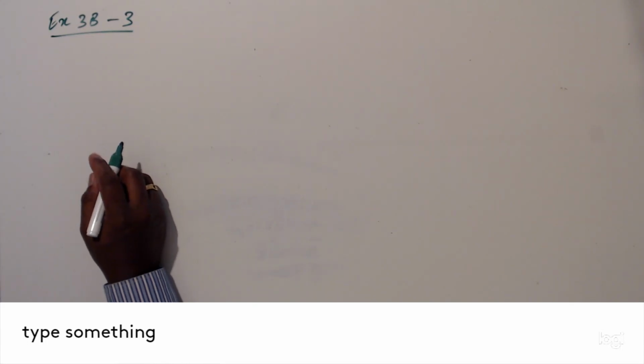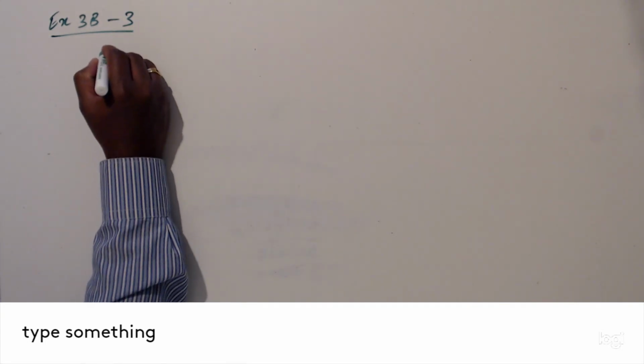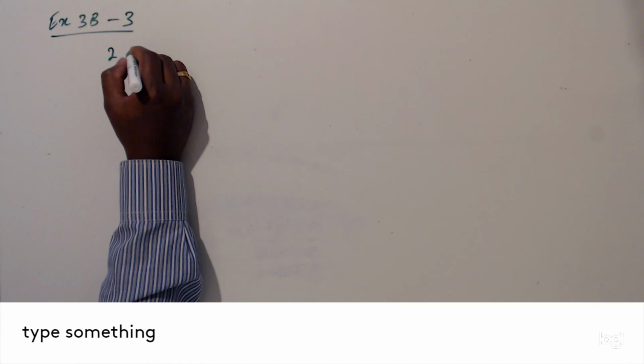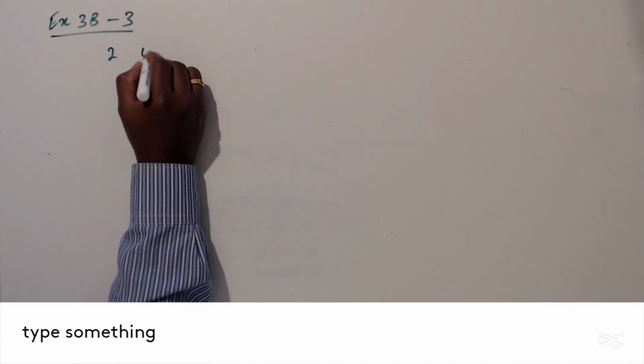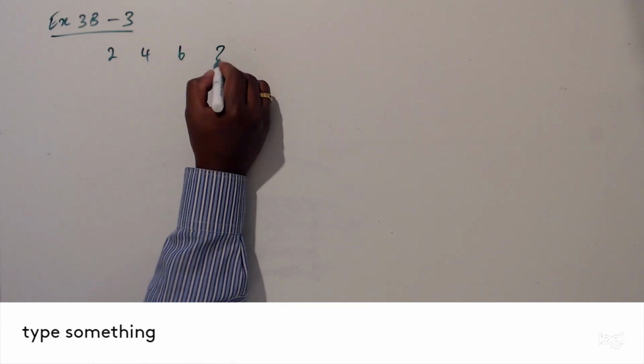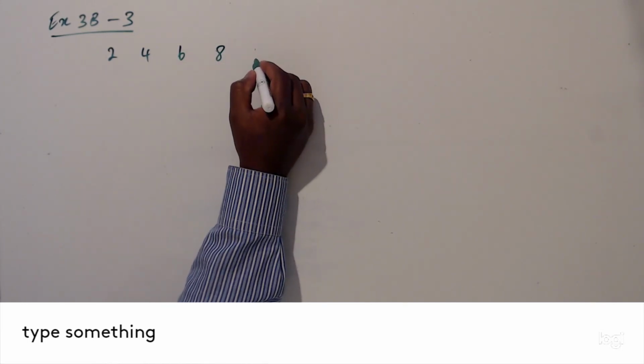Question number 3. Find the sum of the first 50 even numbers. The first positive even numbers are 2, 4, 6, 8, and so on.